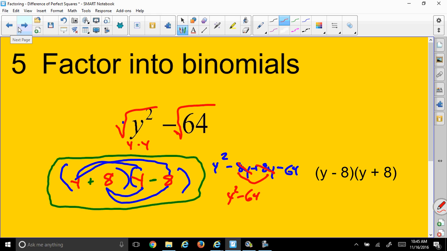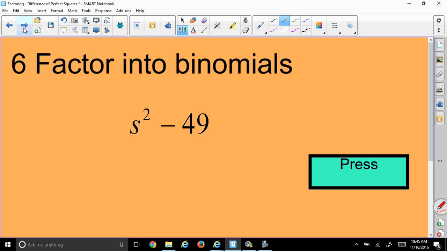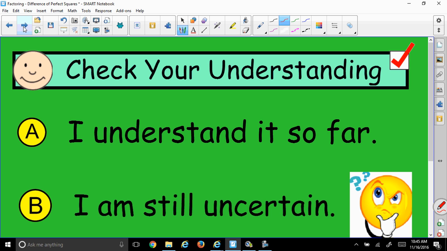So I hope you found that interesting and useful. So here's a problem for you. Factor into binomials, s squared minus 49. So hopefully you'll understand how to do it, but you may have to rewatch the video to see what I did. Check your understanding. If you understand it so far, great. If not, watch the video again and write down some questions and bring them in to class.